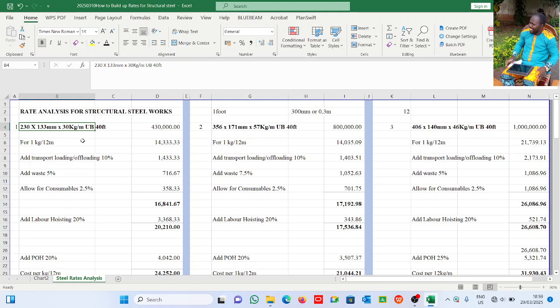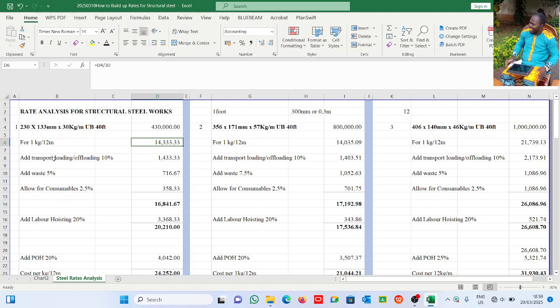Now let's see how we go about it. This is 430,000, and this is for 30 kg. Now what about for 1 kg? I divide by 30. I still left it at 12 meters. I select that 12 meter.